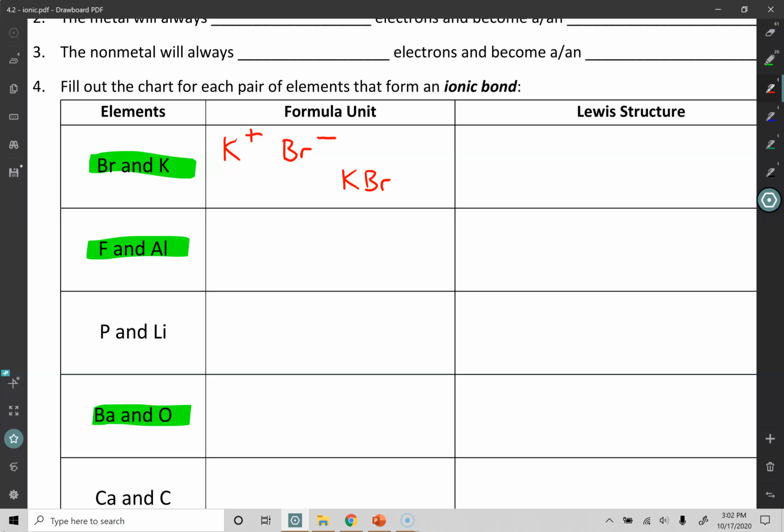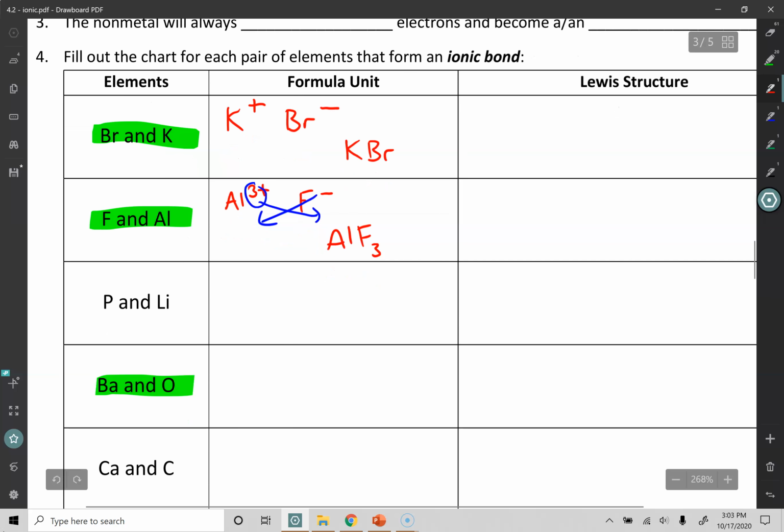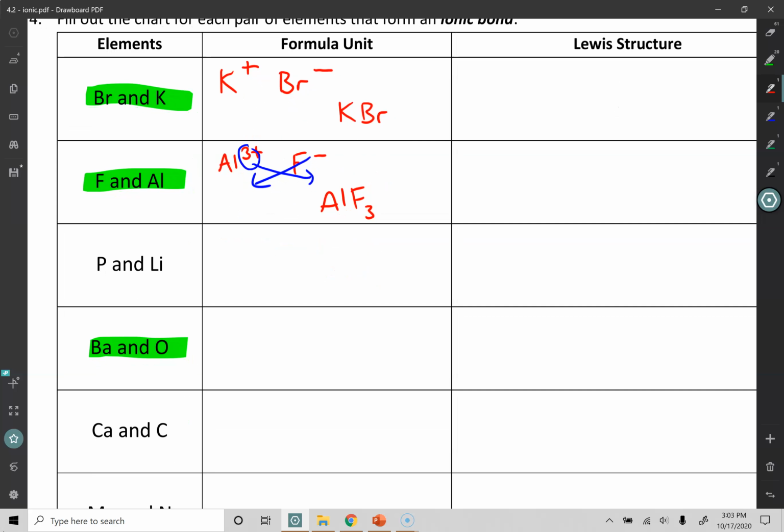See if you can predict the ions for Al and F. Aluminum is going to lose its 3 valence electrons to be Al3+. Fluorine, it's a halogen, so it's going to gain an electron to become F-. Crisscross method. I'll have AlF3. This makes sense. I need 3 of those -1 ions to balance out the +3. Good. And let's wrap up with Ba and O, barium and oxygen.